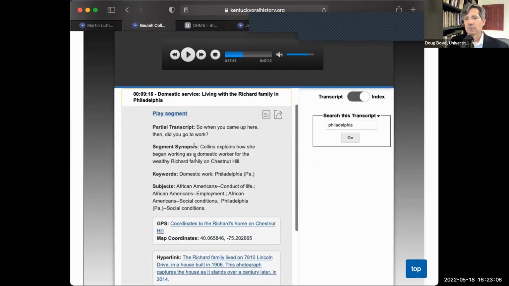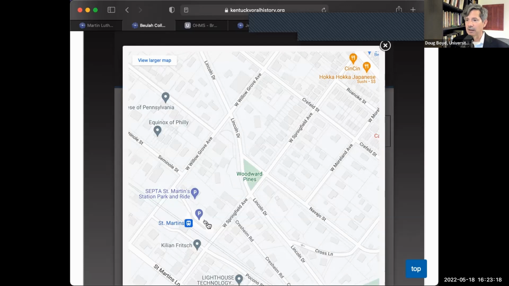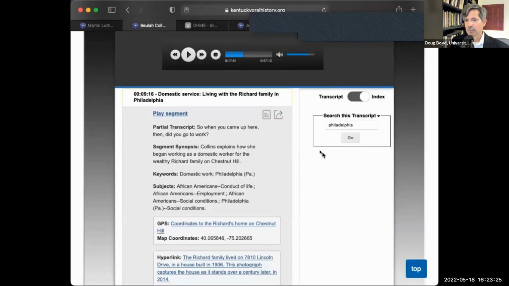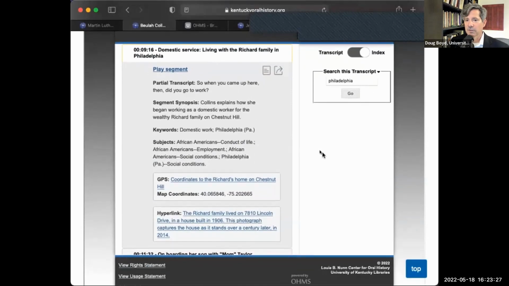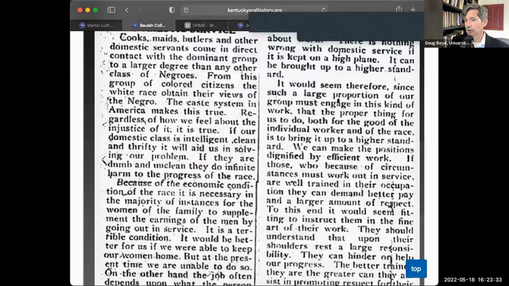What I didn't mention about the index was the ability to add GPS coordinates. And so when somebody is talking about something that involves place, which is a lot of oral history, then OHMS interacts with Google Maps. And so you can actually spatialize the subjects that are being discussed. And likewise, you can put up photographs, images.